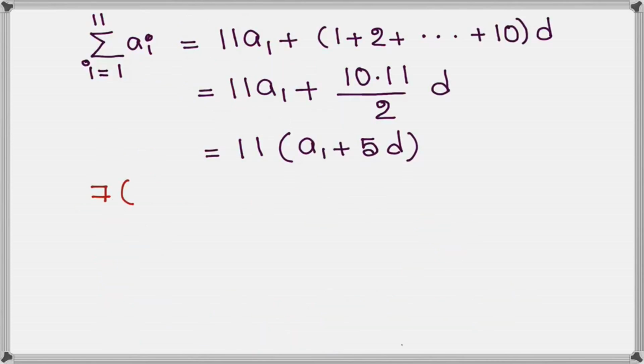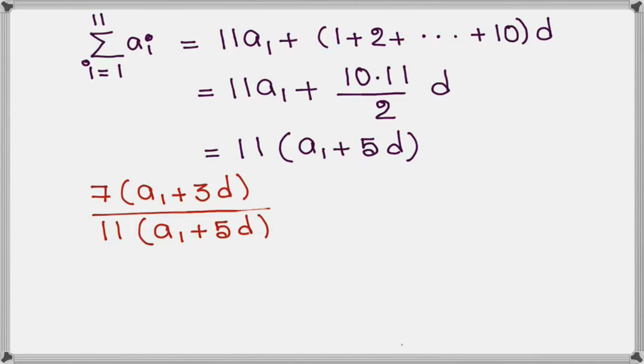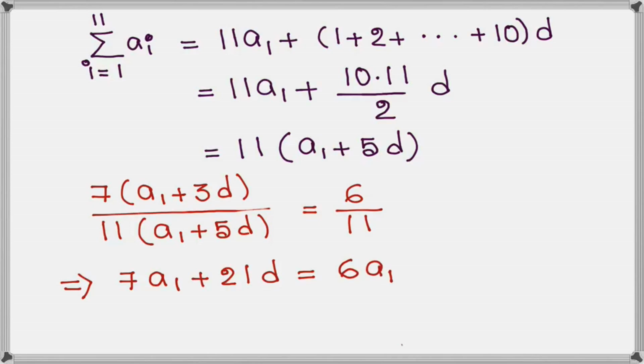Therefore, from this equation we get 7 into A1 plus 3D divided by 11 into A1 plus 5D is equal to 6 by 11. That means 7A1 plus 21D is equal to 6A1 plus 30D. That is A1 is equal to 9D.